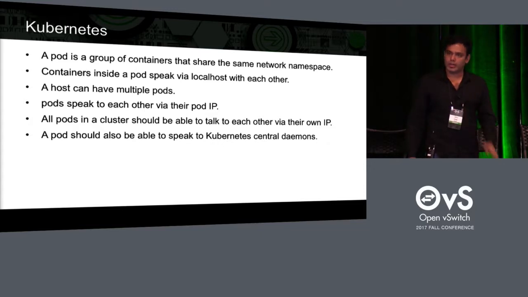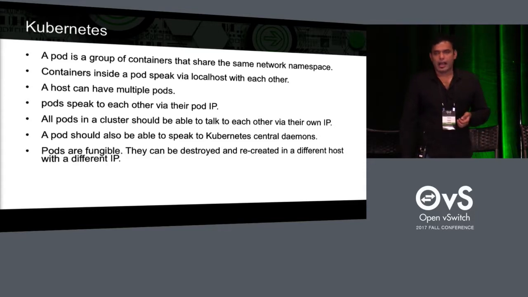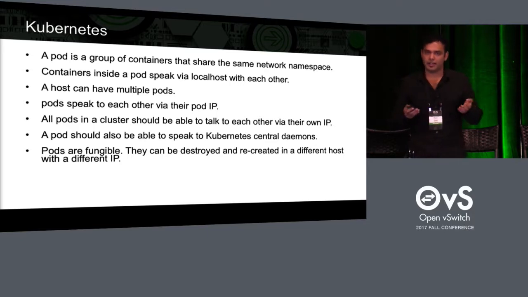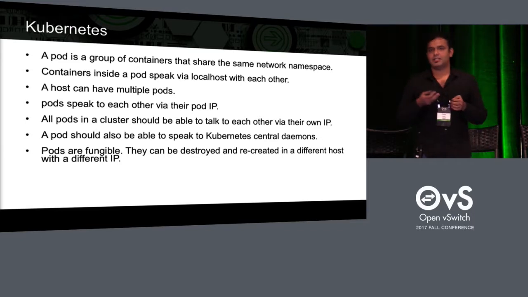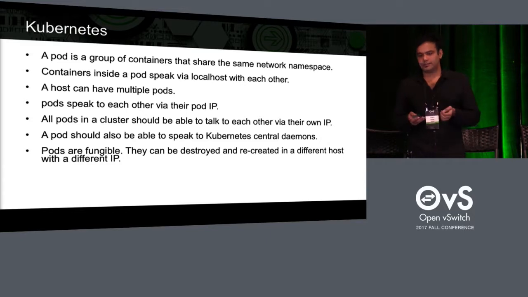And each pod should also be able to speak to Kubernetes daemons, because those daemons provide them some services. And unlike VMs, where we are used to VM migration across hosts, there is no concept of container migration. If you don't like a pod, you just destroy it and create it somewhere else on a different host. And they have a load balancer in front of every pod group. So you have a group of pods, and if one is not healthy, you just destroy it and create one somewhere else, and things will just work.